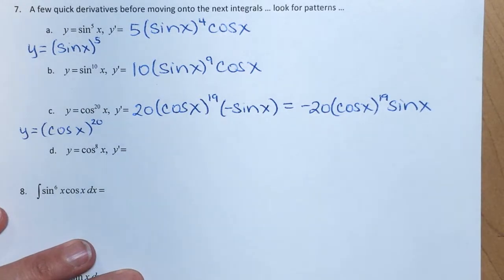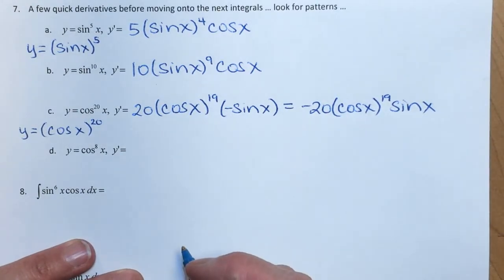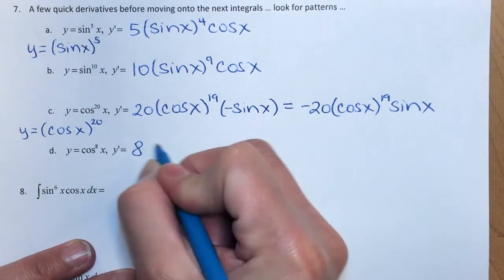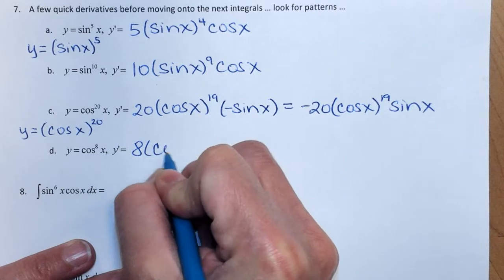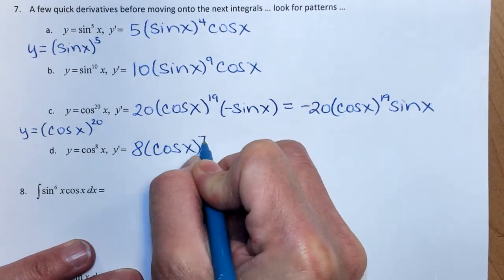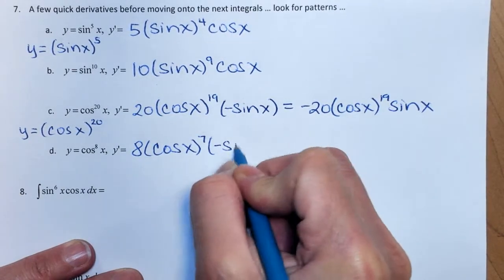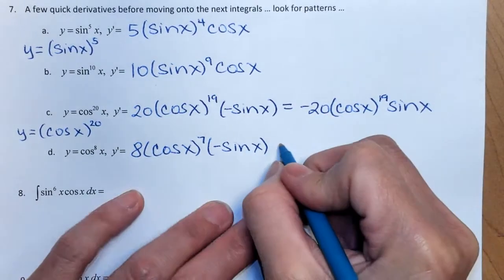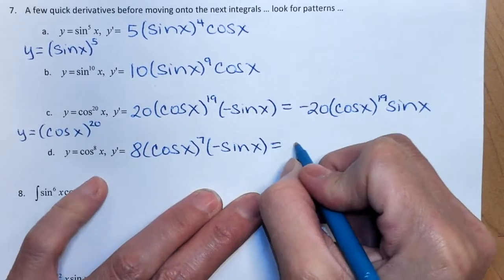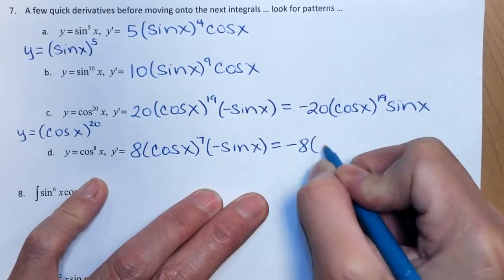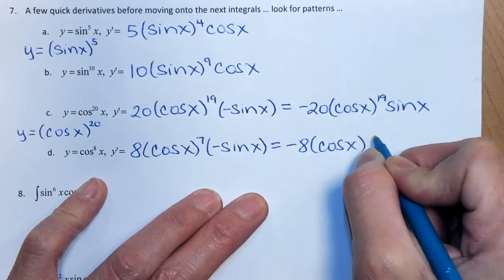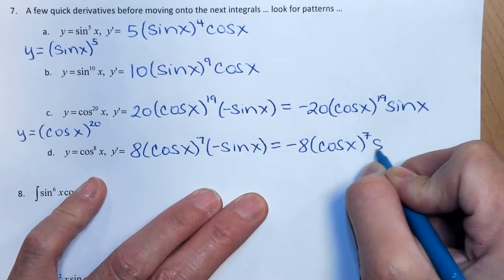And then following the same pattern for this last one, I'm going to have 8 cosine x to the 7th times negative sine x. And I'll just clean that up to negative 8 cosine x to the 7th sine x.